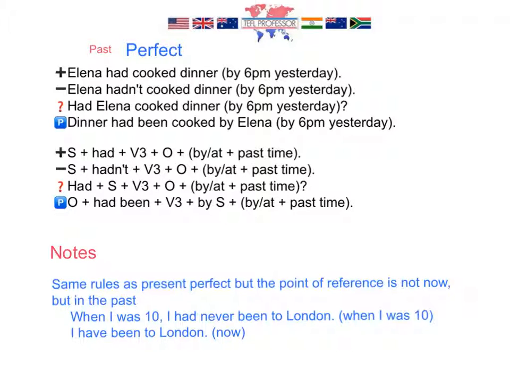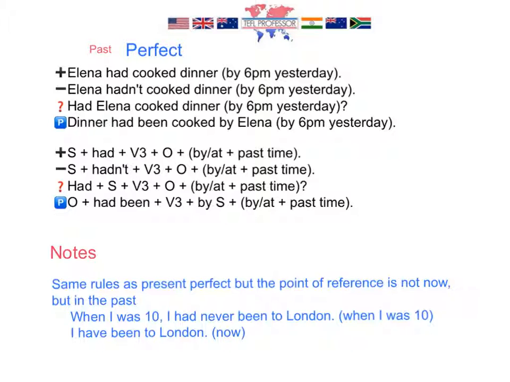We're going to use had plus the verb 3. Had is not going to change because the past of have and has is both had. And so we just use Elena had cooked dinner by 6 p.m. yesterday. We usually want to include the time reference for the past. The easiest way is just by saying by or at and a past time. You can obviously change this. When I was 10 is a good example.